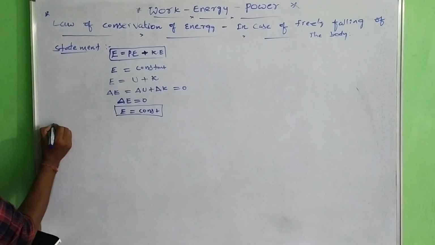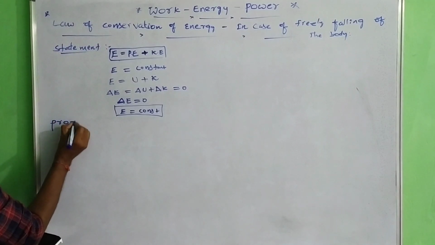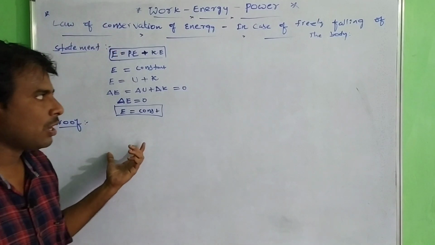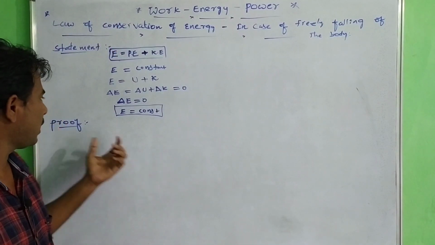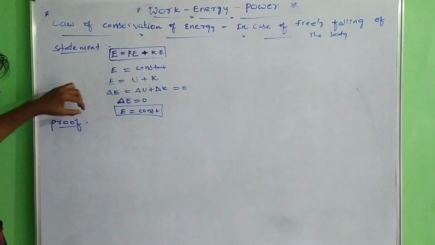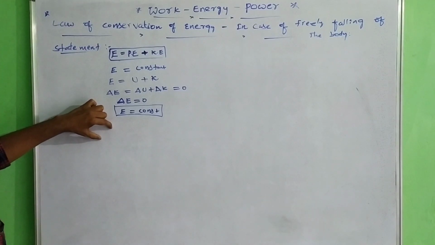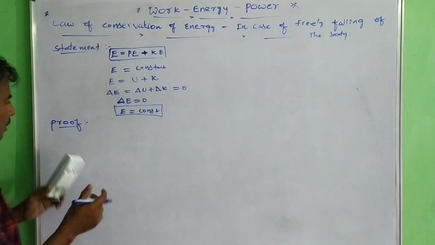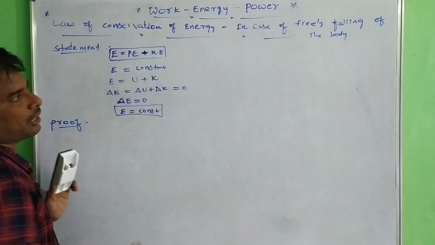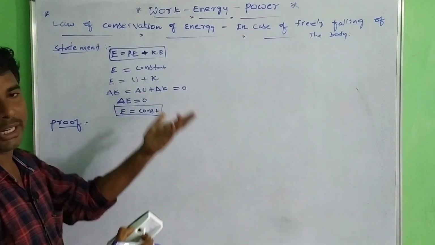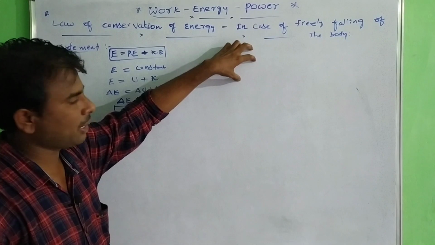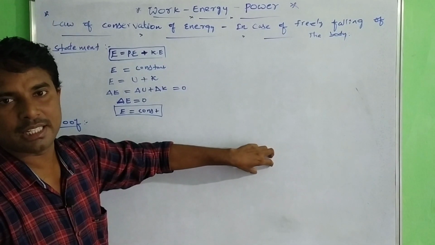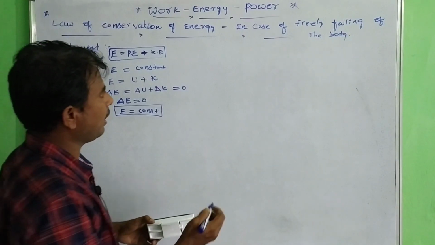And now for the proof of conservation of energy, we discuss a body of mass m that is freely falling downward. The proof of conservation of energy is subdivided into 3 points. First is A, where total energy is calculated. Second is B, where total energy is calculated. Third is C, where total energy is calculated.